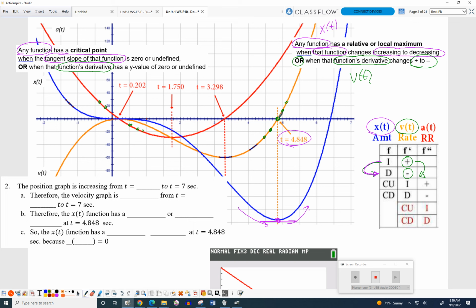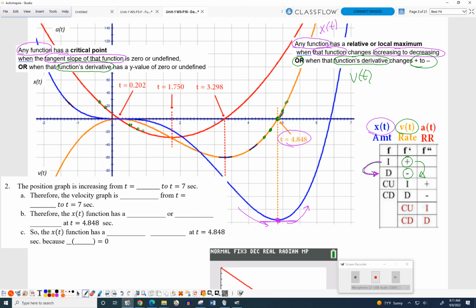On the test, what will more likely happen is you won't see the blue. You'll only see the derivative of position, which is velocity. And you'll have to say, okay, looking at the velocity graph, can I figure out when the position has a critical point? And you can, because the position will have a critical point when the position's derivative, which is velocity, has a y value of 0. Oh, okay. Please. What is a critical point? It's just a name that they're giving to that type of feature.